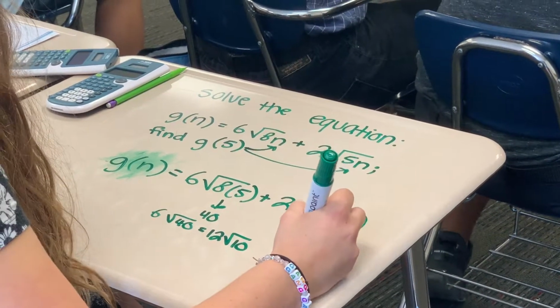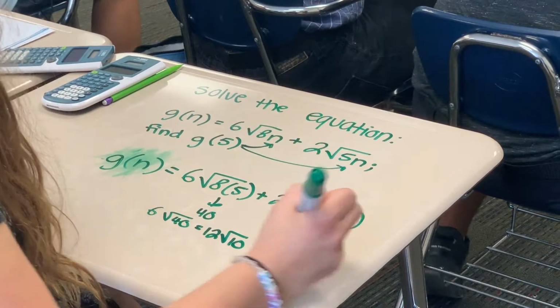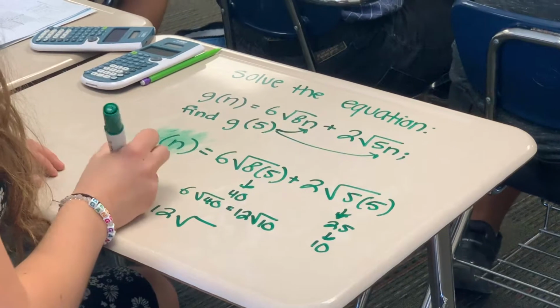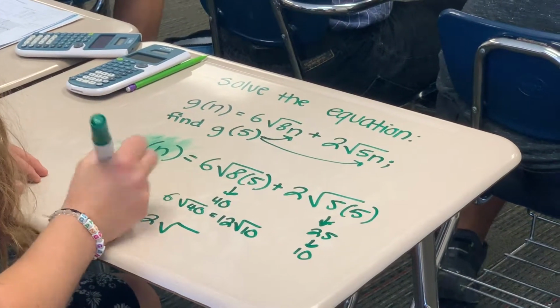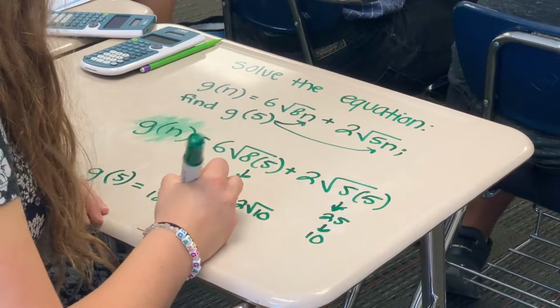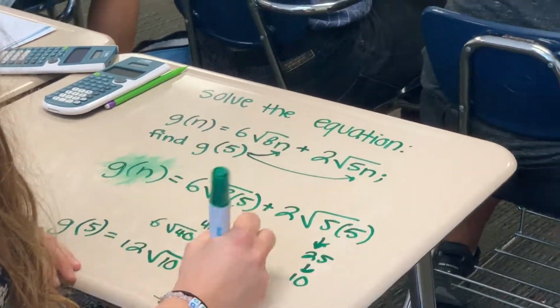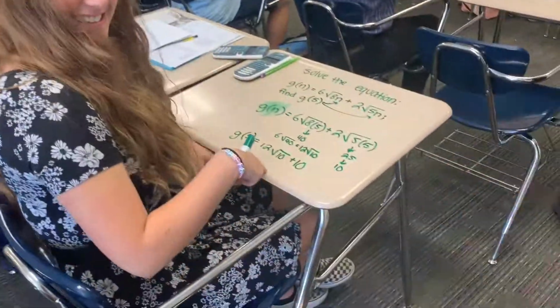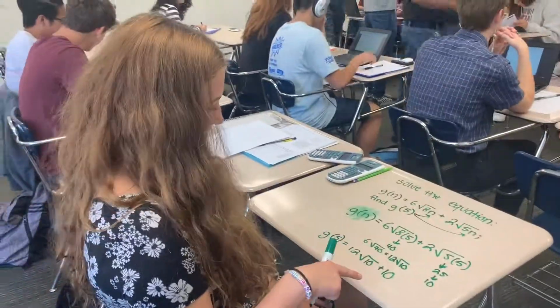So after you solve it, don't forget to put your final answer in function notation. So that will be g of 5 equals 12 times the square root of 10 plus 10. Yay!